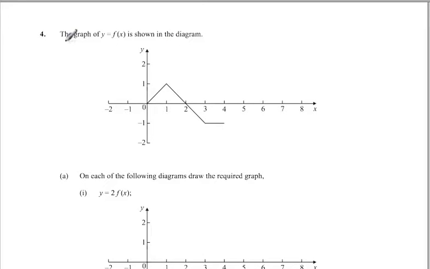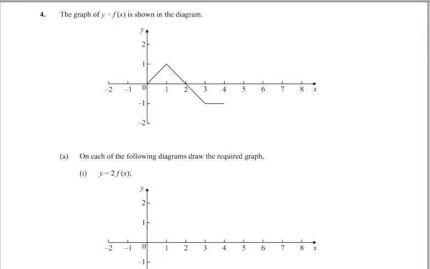All right, so the graph of y is equal to f of x is shown in the diagram below. For each of the following, draw the required graph. So I'll just do it the way that we've sort of done it.